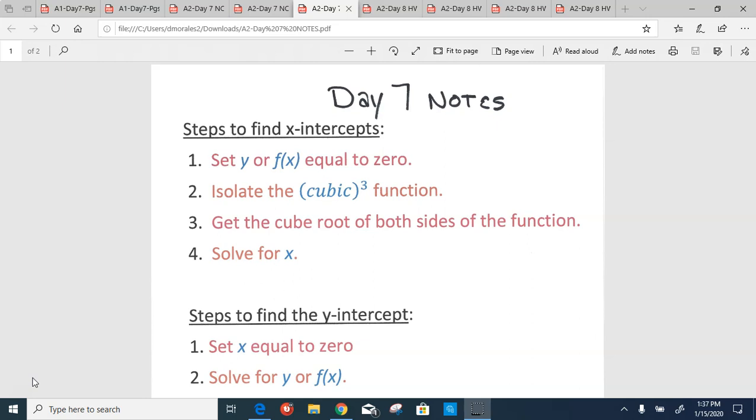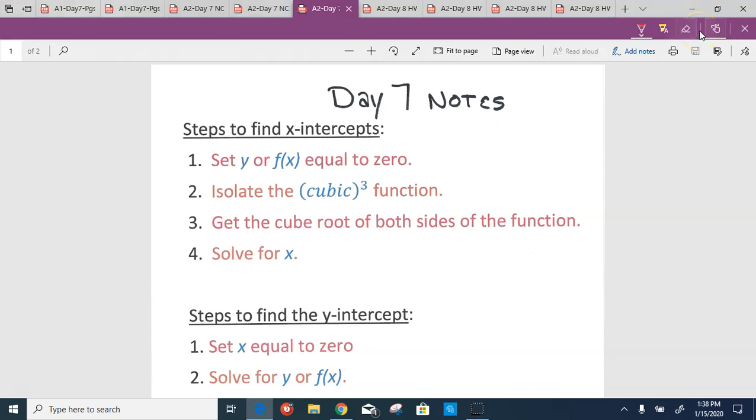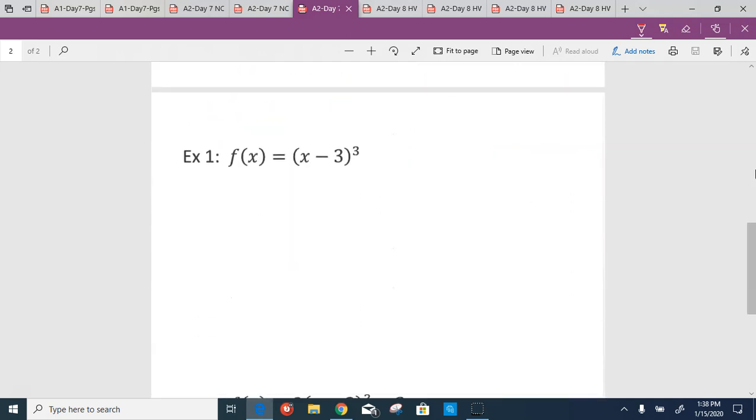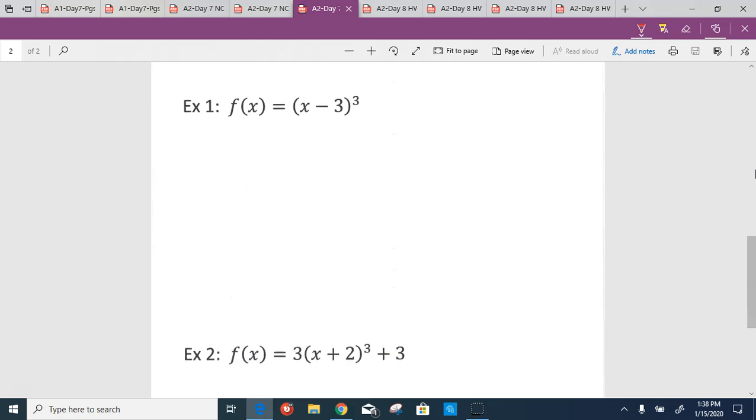Now, you can read all the notes, and it basically says the same thing for both. For one of them, you're going to set y, or f of x, equal to 0, and then solve your function for x. And for the other one, you're going to do the opposite. You're going to set x equal to 0 and solve for the y value. And then the notes, I've noticed with you guys, yes, we can read notes, but you guys understand best when you are demonstrated. So let's go ahead and go to the first of just two examples.